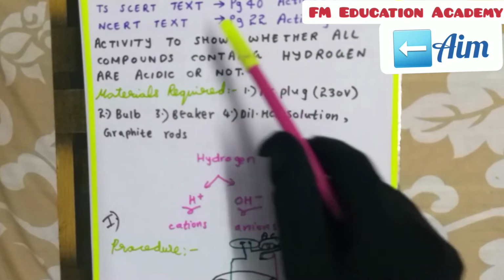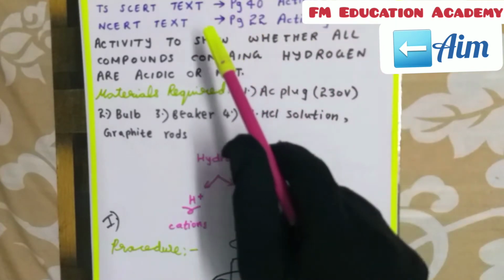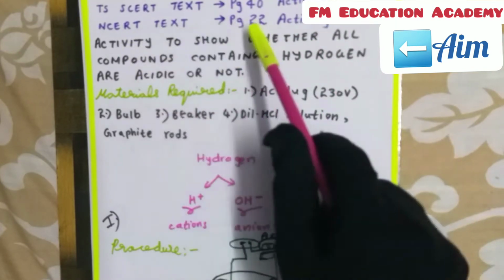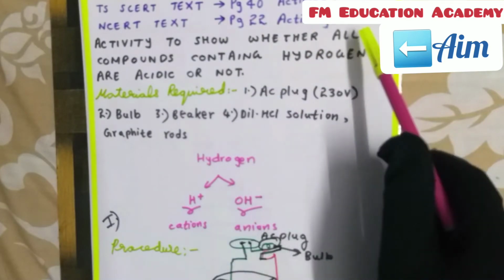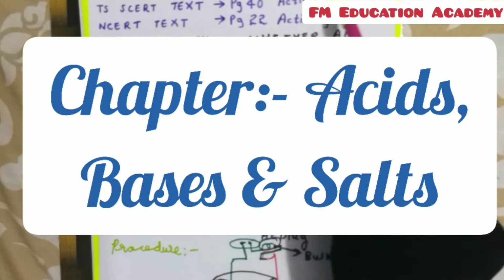This activity is taken from the TS SCERT textbook, page number 40, activity 7, and it is also present in the NCERT textbook, page number 22, activity 2.8. That is, it is present for CBSE as well as SSC students, from the chapter Acids, Bases and Salts.